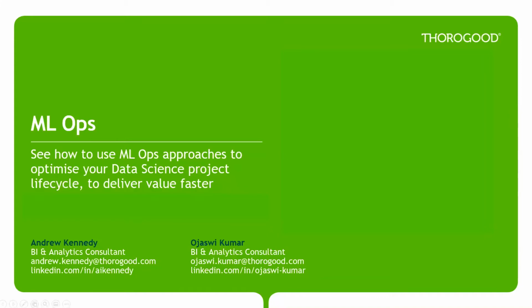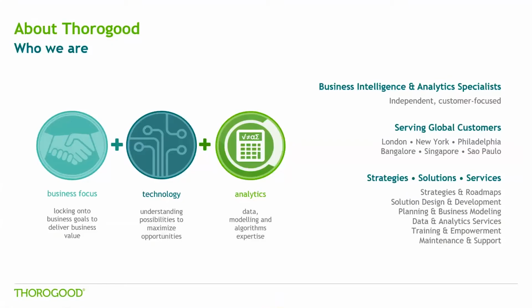Before we get into the meat of today's topic, I'm going to briefly introduce Thorogood for those of you who haven't come across this before. We are a business intelligence and analytics specialist consulting company. We deliver value across a range of points in that project lifecycle for business intelligence and analytics, everything from strategy and roadmaps through solution design and development, planning and business modeling, data and analytics services, through training and empowerment, and then following on from the majority of our projects with maintenance and support afterwards as well. And we do that for large global customers by delivering out of our global units across London, New York, Philadelphia, Bangalore, Singapore, and Sao Paulo.